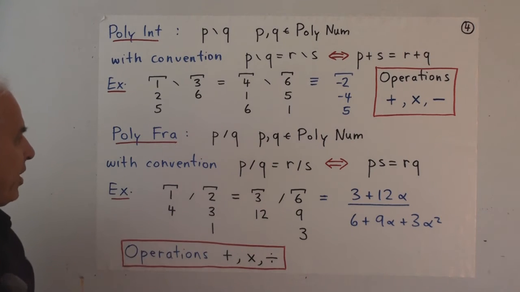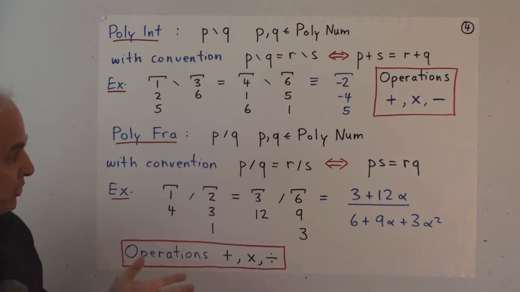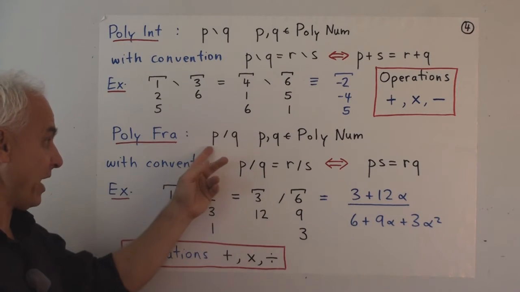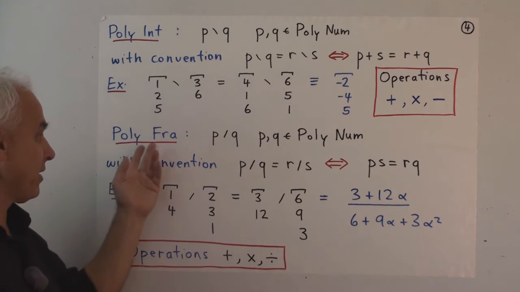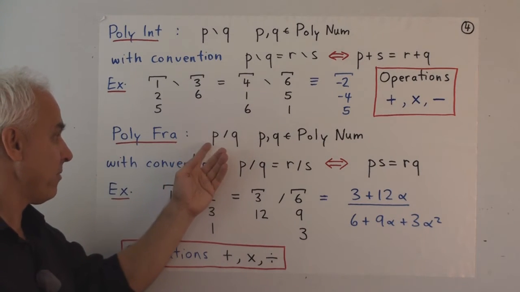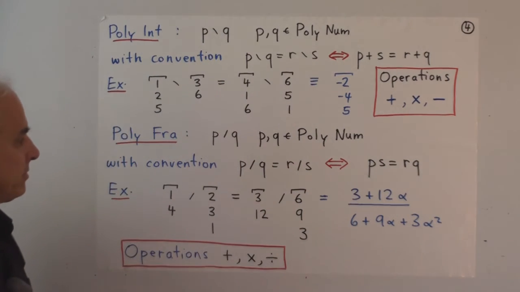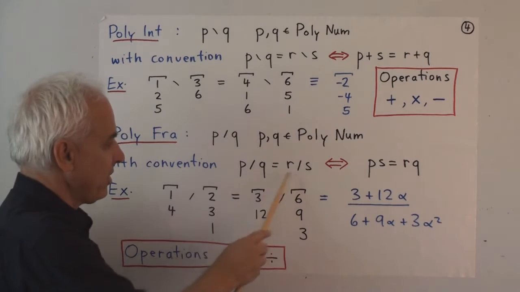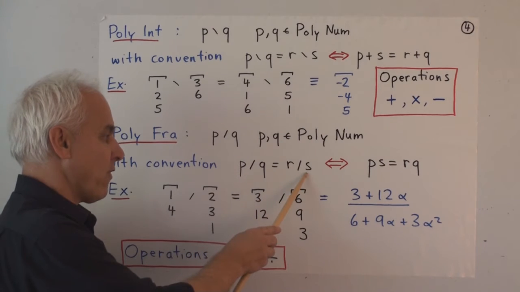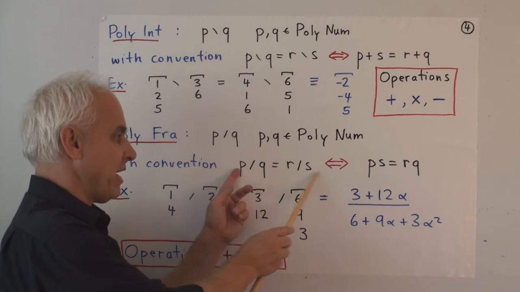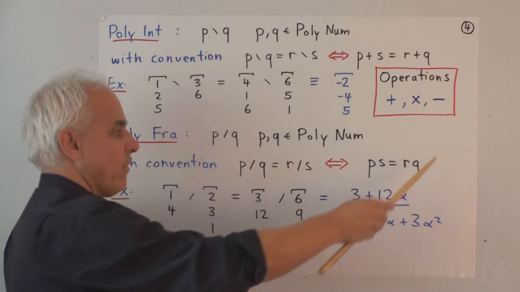Exactly in a parallel way, we can do the same thing for a fractional polynumber. I remind you that an ordinary fraction was a pair of numbers, a over b. So here, a fractional polynumber is a pair p over q, where p and q are natural polynumbers. This convention is a convention for equality between fractions. p over q equals r over s, precisely when p times s equals r times q. Kind of the multiplicative analog of that one.